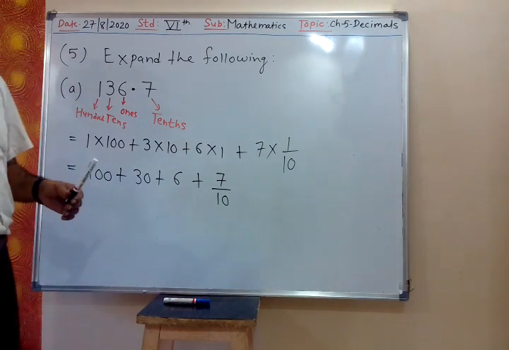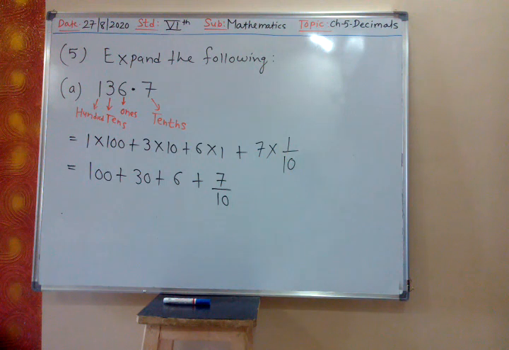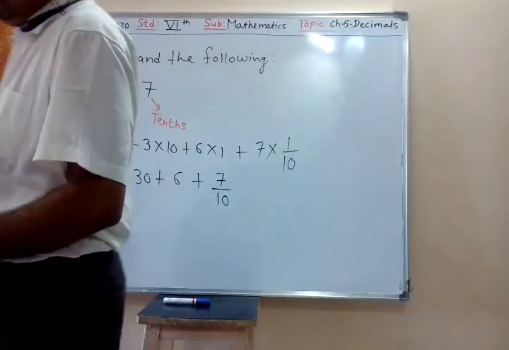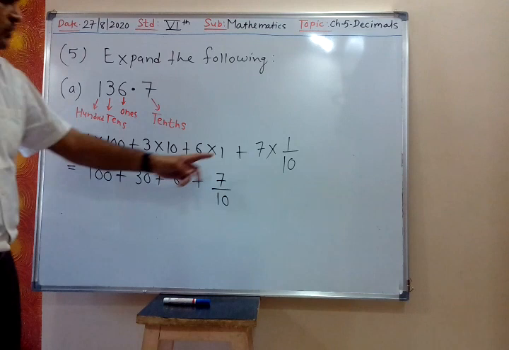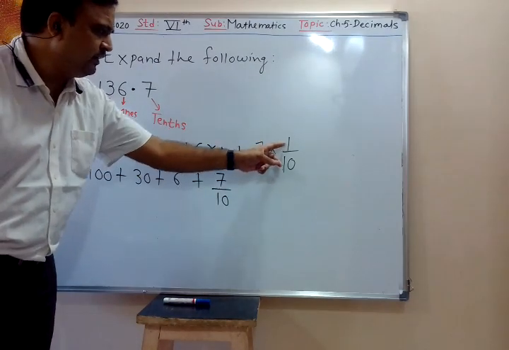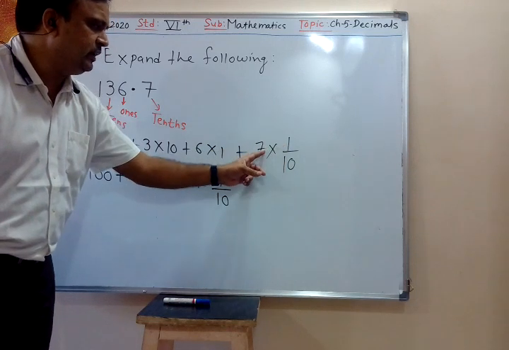Tenths means it will be 1 upon 10. Remember, tens means it is 10, but tenths means it is 1 upon 10. Right. So 7 into 1 is 7. These two you have to multiply. 7 into 1, 7 upon 10. Numerator and numerator you have to multiply.